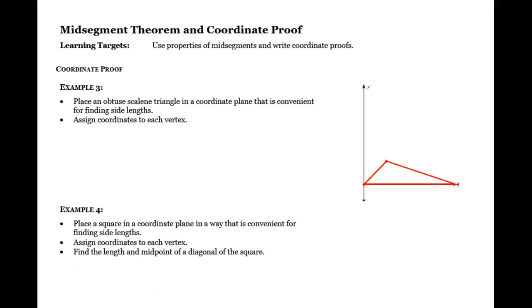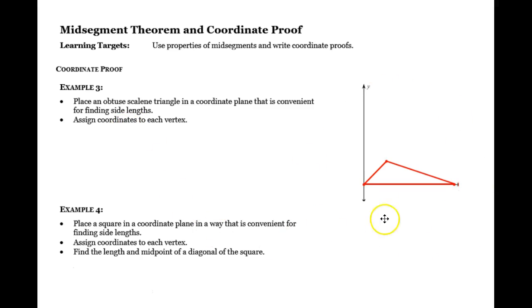All right, so a coordinate proof is just placing figures in a coordinate plane so we can prove things in general about their shapes. So we want to place an obtuse scalene triangle in a coordinate plane that is convenient for finding side lengths and assign coordinates to each vertex.